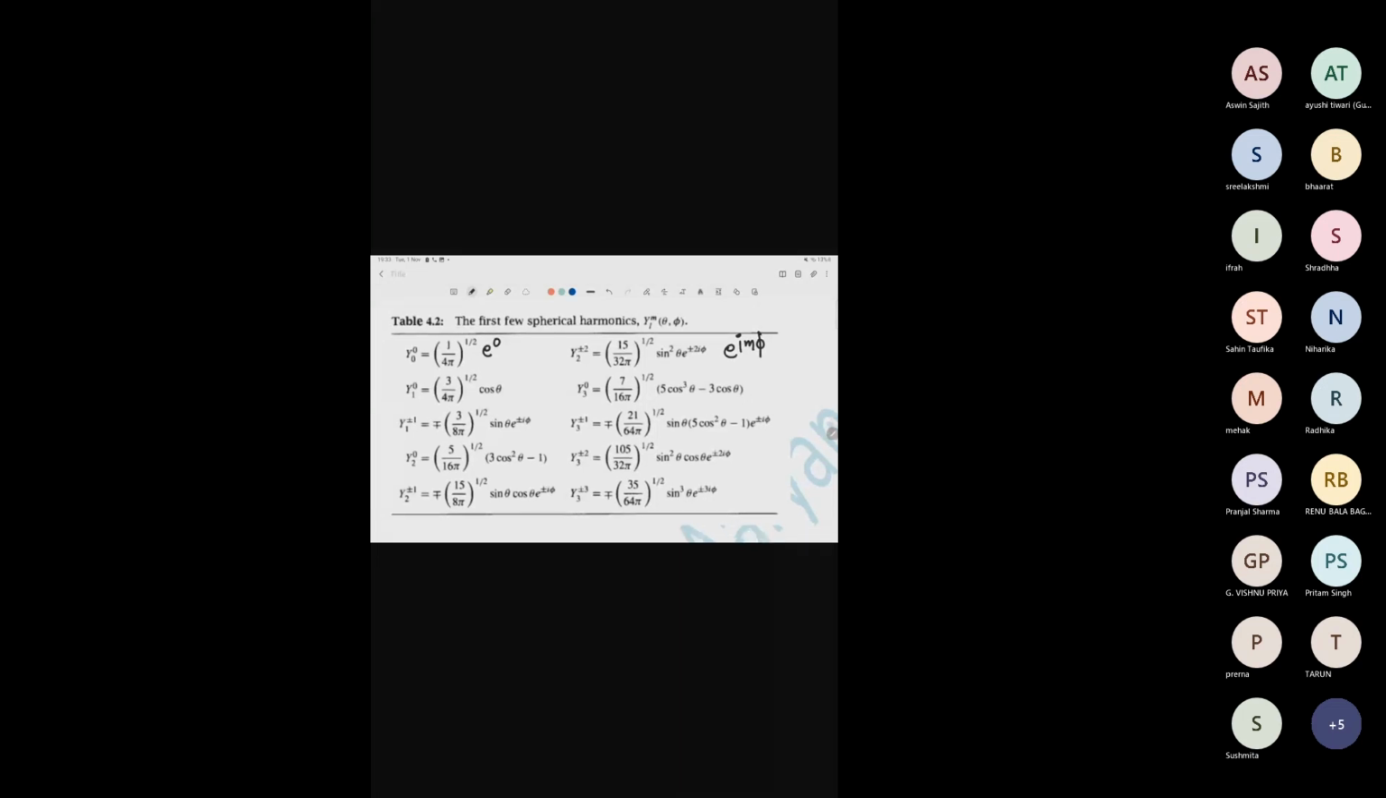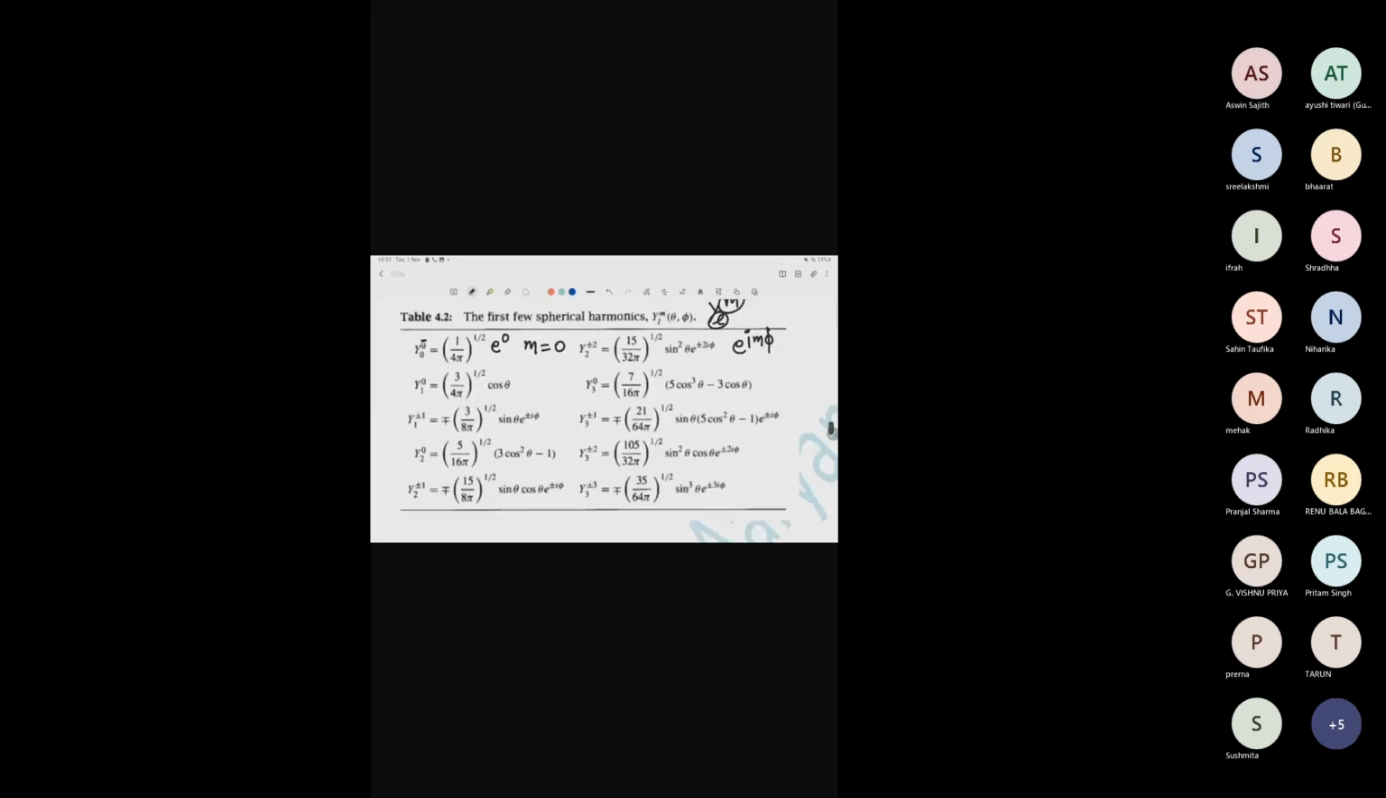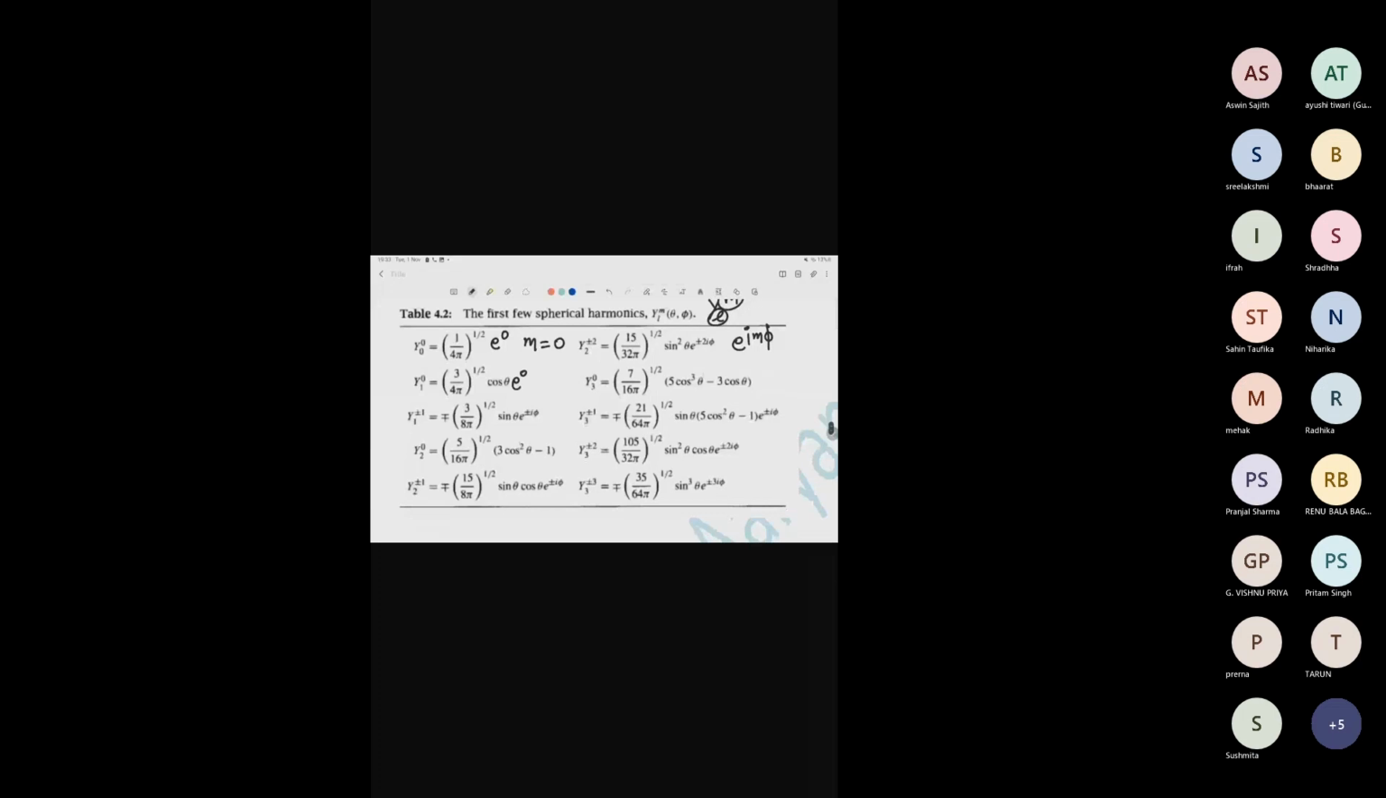So in the first part here, what is m? Can I write 1 as e raised to power 0? So what is m here? m is 0. Oh, sorry, it's given. The upper part is m and the lower part is L, so it is Y L m. So 0 is given. Now here also you can write e raised to 0, so m is 0 here also in the second.